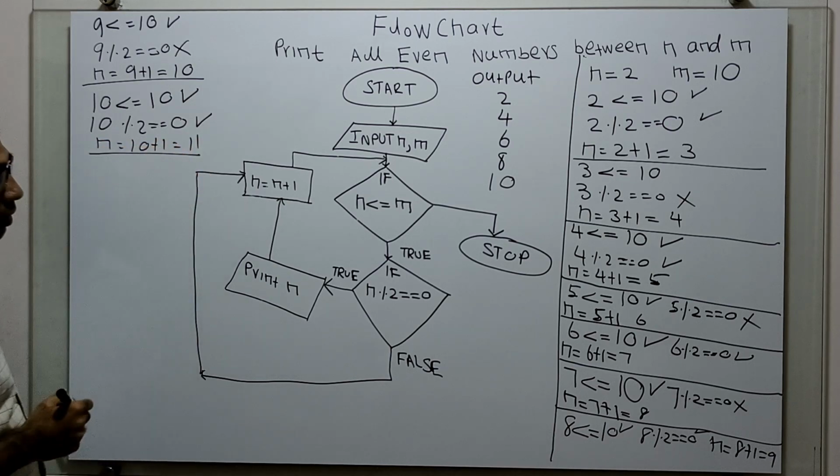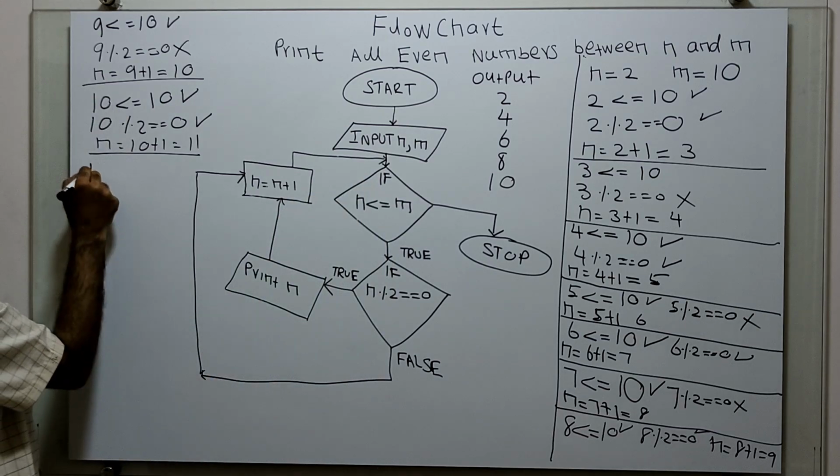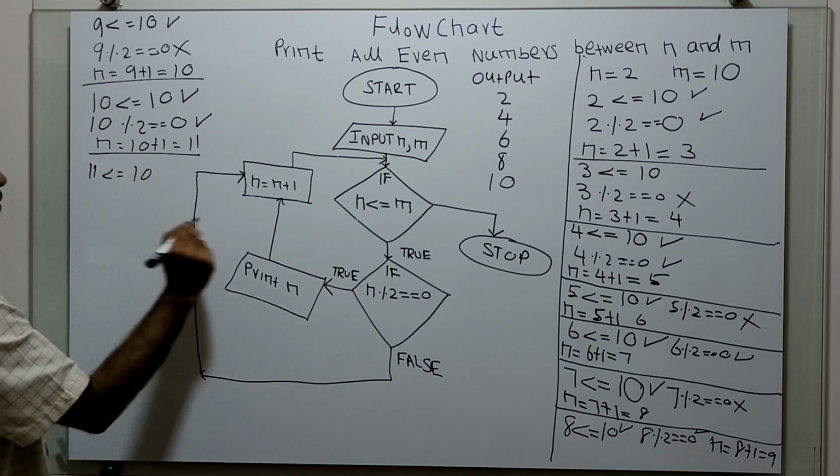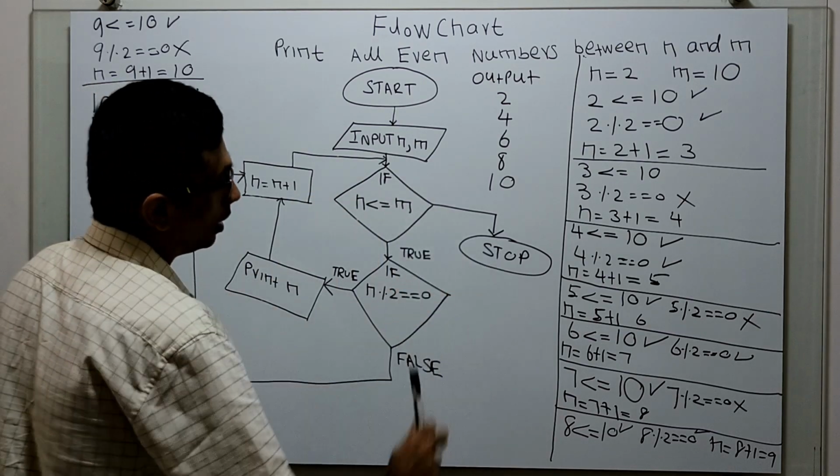This iteration is over. Next it will come to this place and check 11 less than or equal to 10. n less than or equal to m. This is false. This flowchart stops.